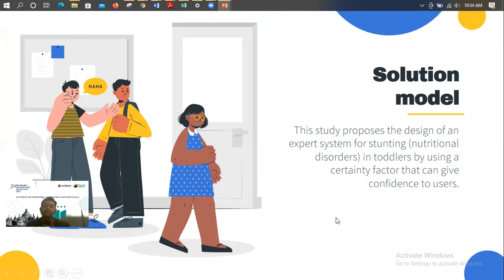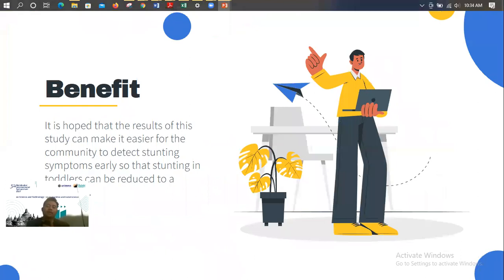Solution model. The study proposed the design of an expert system for stunting nutritional disorder in toddlers by using a certainty factor that can give confidence to the user. Benefit. It is hoped that the result of this study can make it easier for the community to detect stunting symptoms early, so that stunting in toddlers can be reduced to a minimum.